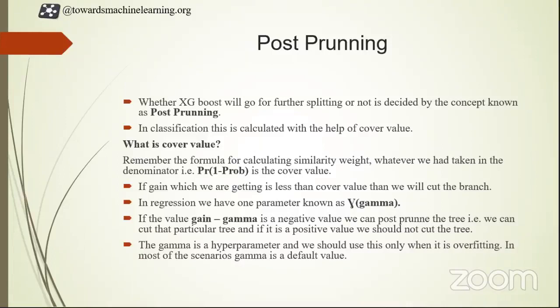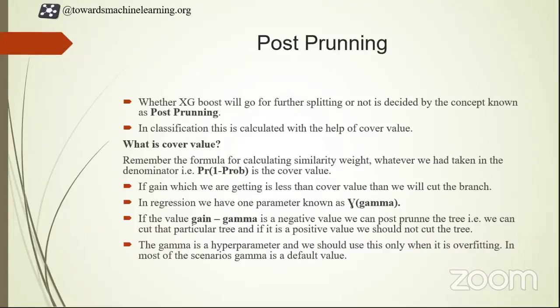And if we have a positive value, we should not cut the tree. So it is very simple. You just take the value of gamma and subtract it from the gain. If you get a negative value, you just prune the tree, that is, you just cut the tree. If you get a positive value, you should not cut the tree, you should go for further splitting.